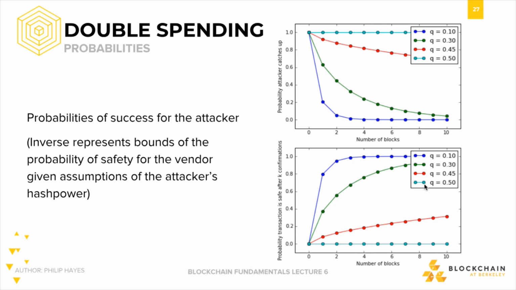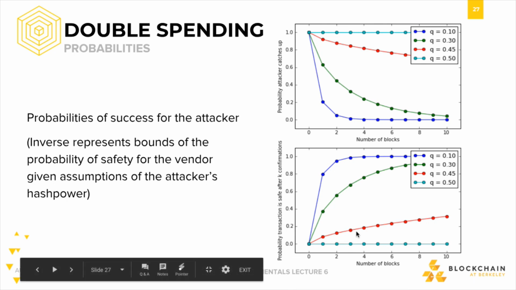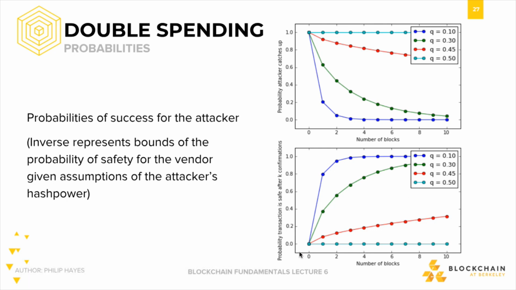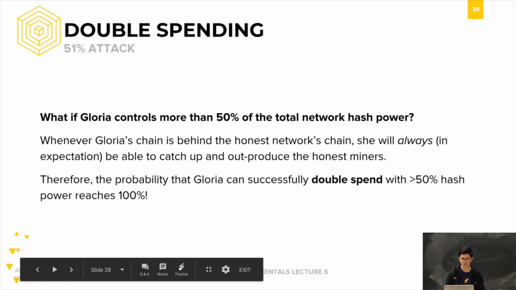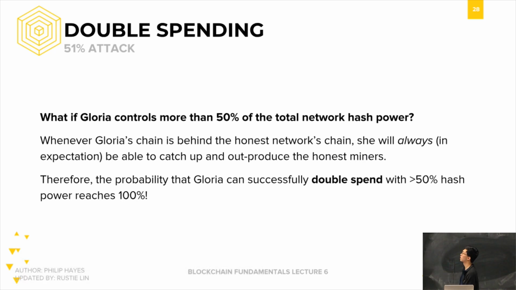But it starts to break down when we're close to 50%. We see that once we get to 50%, we can't wait any number of blocks or confirmations to realize that our transaction is safe, because someone has more than 50% of the network. The idea here is that if Gloria contains more than 50% of the total network hash power, she can always catch up to the honest minority, successfully outpace them, and double spend with this greater than 50% hash power.